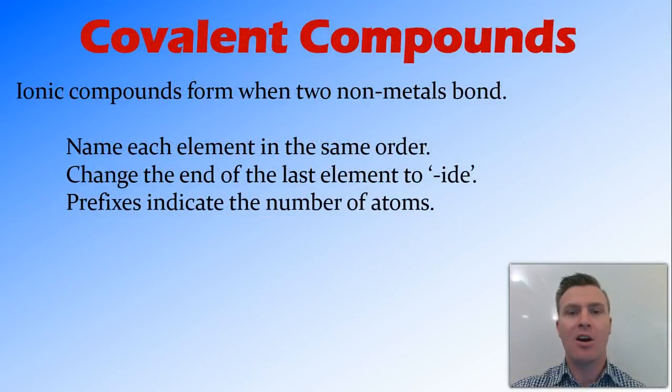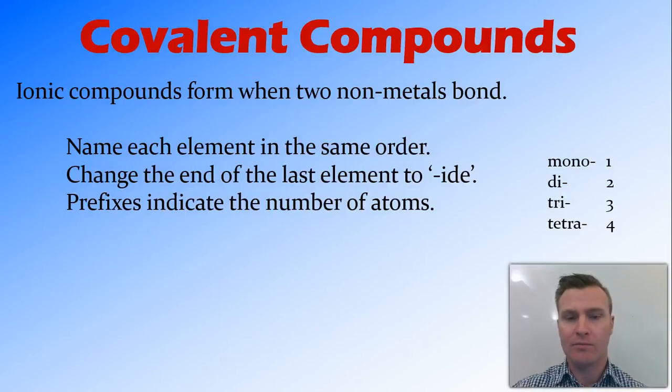Next we're going to look at covalent compounds. Now covalent compounds have 2 nonmetals bonded together. And we use the same rules. We start with each element in the same order. We change the last element to "ide", but in covalent compounds we need to also indicate the number of atoms. And we do this with prefixes. The prefixes that we use are mono for 1, di for 2, tri for 3, and tetra for 4.